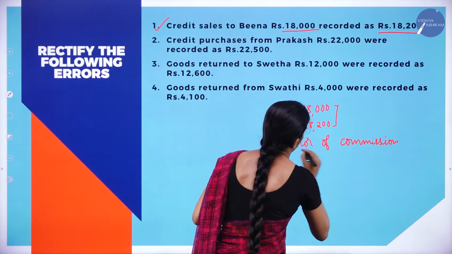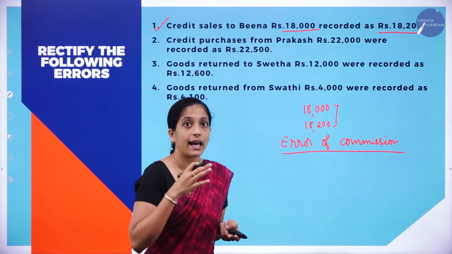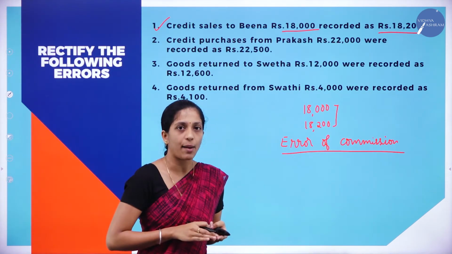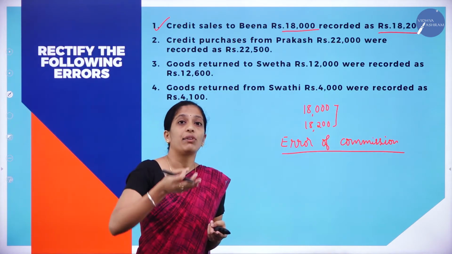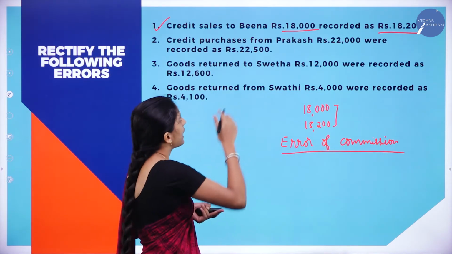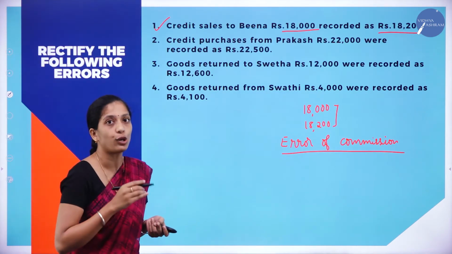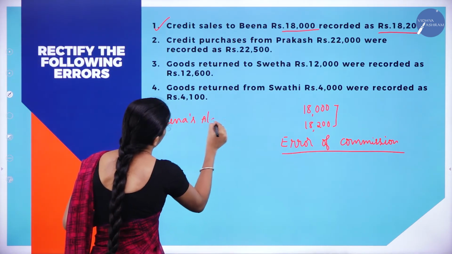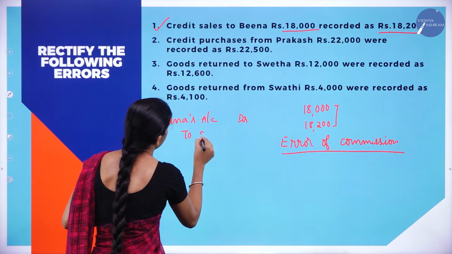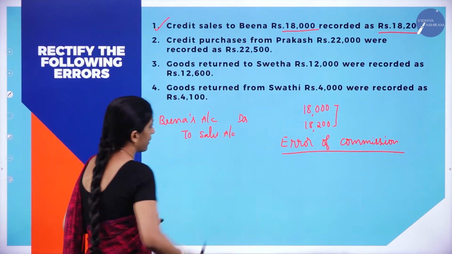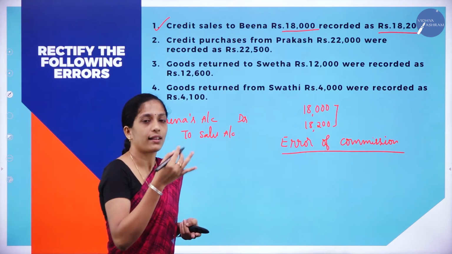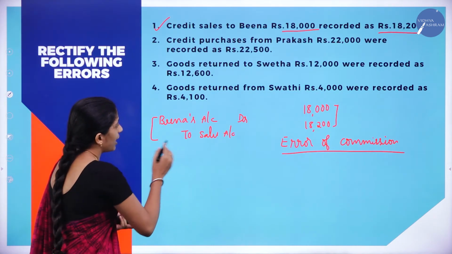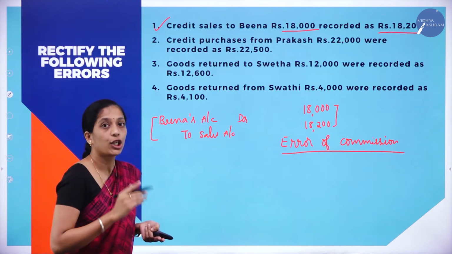Why it is error of commission? Because they have made mistakes while recording the amount, right? So, this is error of commission where they have recorded more than the actual amount. In this case, your journal entry will be reverse journal entry. Now, what is the correct journal entry for the first transaction? Credit sales to Bina. So, correct journal entry will be Bina's account debit to sales account, right? But they have recorded more than the actual amount, so we are going to record reverse journal entry. So our journal entry will be sales account debit to Bina's account.